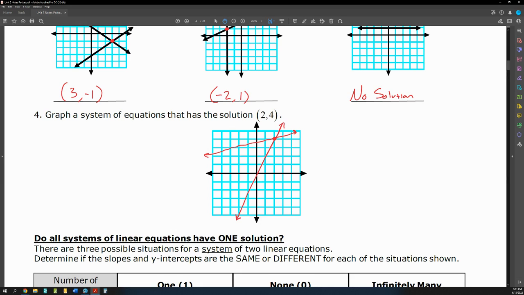Don't forget those arrowheads because both of these lines extend infinitely in both directions. So your graph may look a little bit different than mine. As long as they cross at the ordered pair (2, 4), then you've got a valid solution.